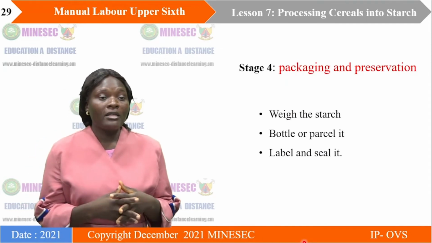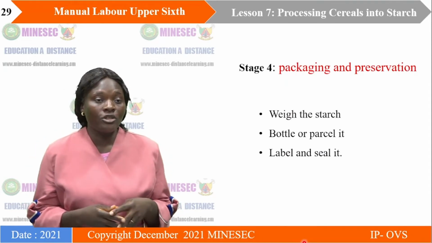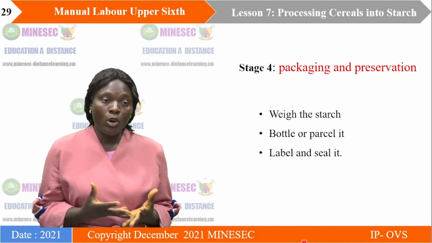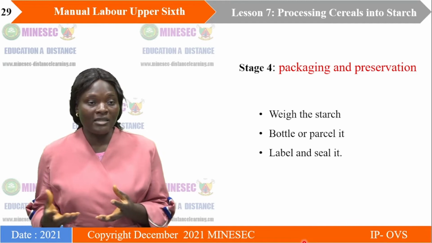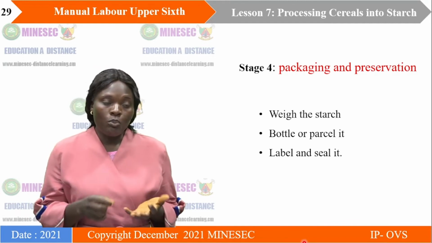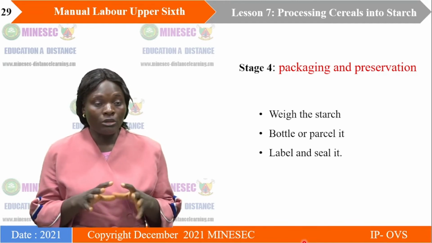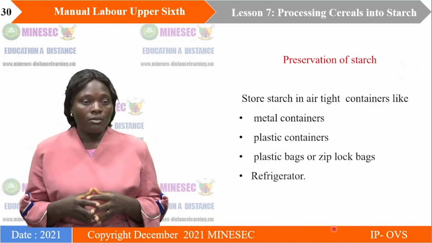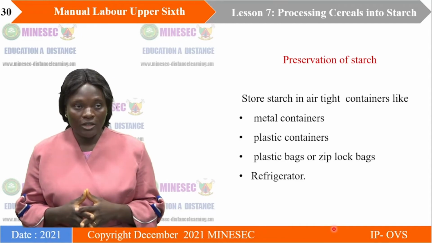Stage four is packaging and preservation. So before you package, you need to weigh the starch. You can either bottle it or you parcel it. Then you label it. At least on the package, it should be written there, starch. Okay, let's move to preservation of starch.